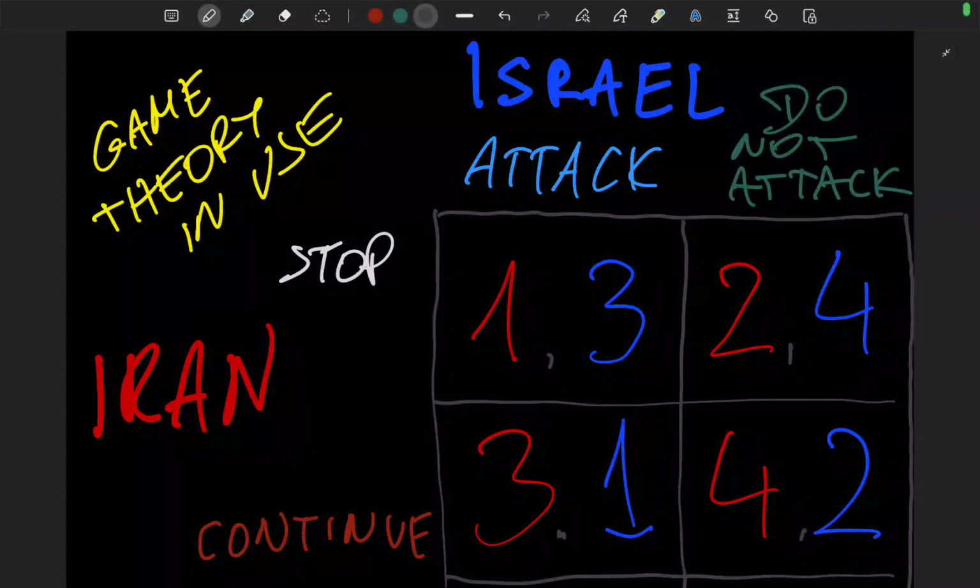This is game theory in use. Israel-Iran conflict and game theory. For more than 4 decades since the Iranian Revolution in 1979, there has been an uninterrupted conflict between Iran and the United States and Israel on a number of issues.